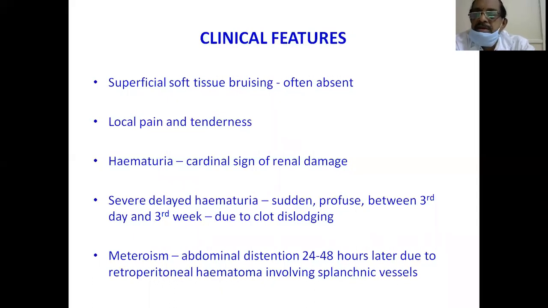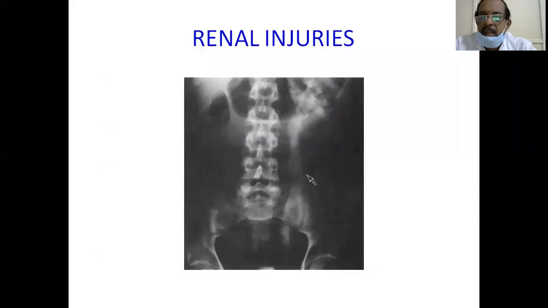Kidney injury patients have some abdominal symptoms as well because just above it is the peritoneum, which is also supplied by splanchnic vessels. A retroperitoneal hematoma leads to meteorism. This is called abdominal distension. So once you see this, you have to investigate.